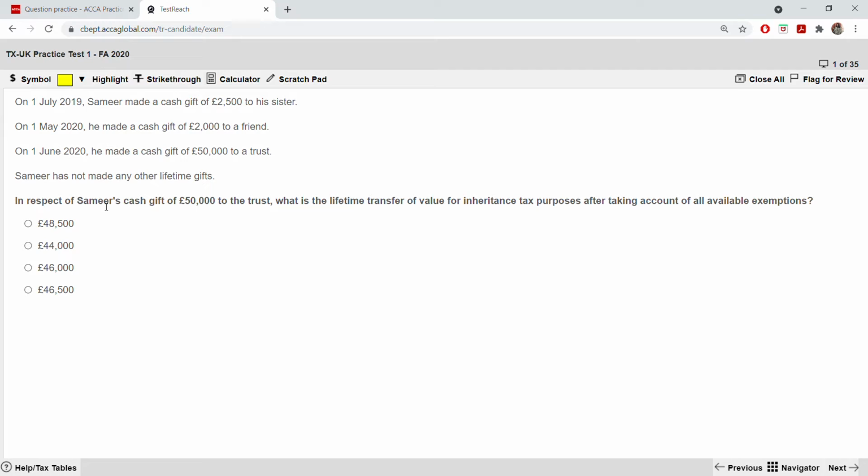So in respect of Samir's cash gift of 50,000 to a trust, what is the lifetime transfer of value for inheritance tax purposes after taking account of all available exemptions? Okay, you should know the exemptions. You'll be learning this in tax. For the ones who are seeing this video for the first time and do not know what these exemptions are, there are exemptions for every tax. Whether it is capital gains tax or inheritance tax or income tax or corporation tax, we have exemptions in every tax, and you have to know the exemptions. Okay, so what are the exemptions?